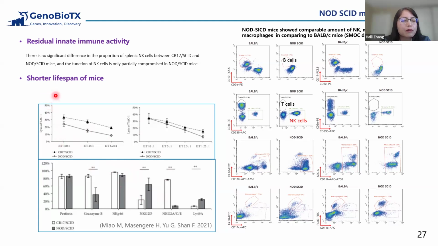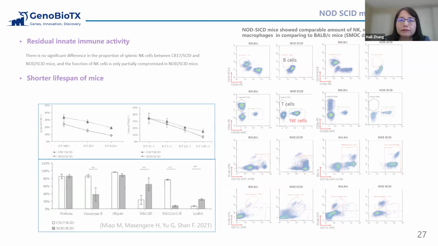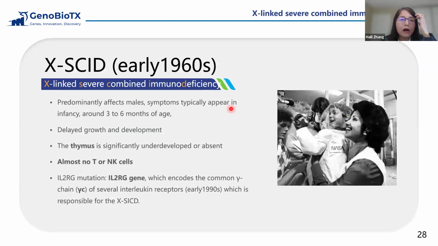In addition, the mouse has a shorter lifespan. Average lifespan is 8.5 months under SPF environment. So how to optimize NOD SCID mice for better use is the challenge.